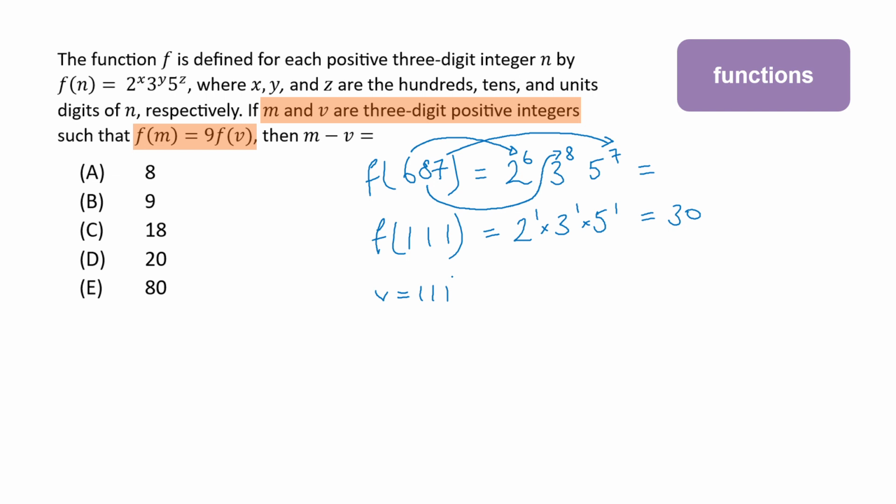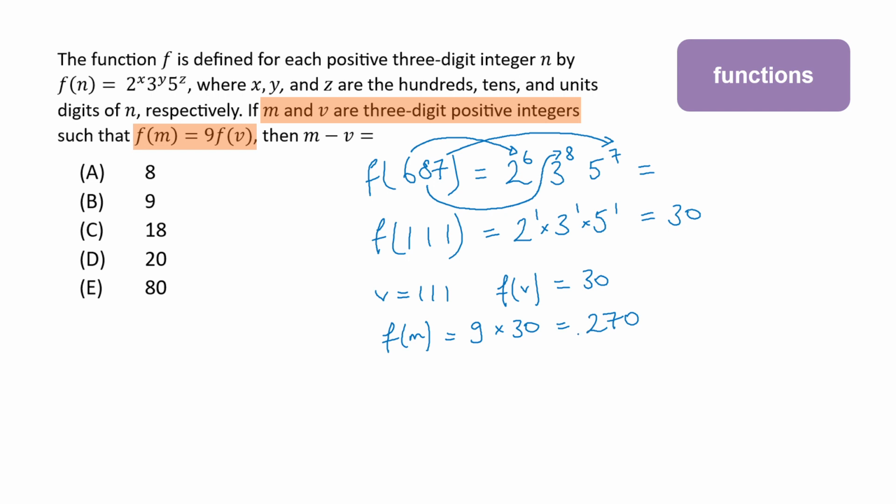So if v is 111, then we know that f of v is equal to 30, and therefore f of m is equal to 9 multiplied by f of v. Well, that's 9 multiplied by 30, which is equal to 270. So now if I know what f of m is, can I work out what m is? This is back to the question of seeing the number that's come out of the box and trying to work out what number was put in the box.